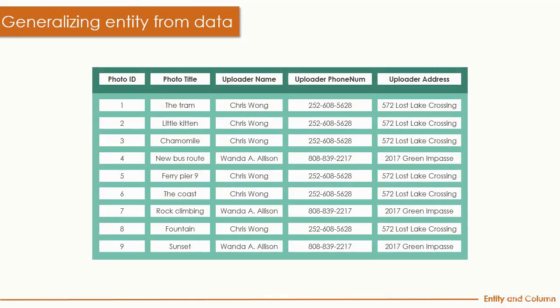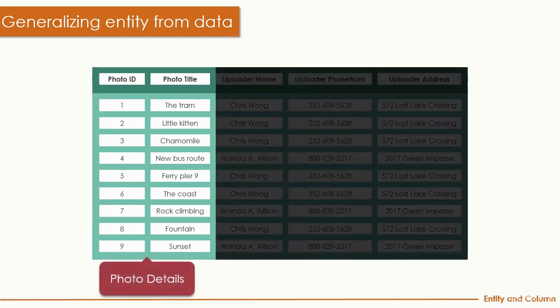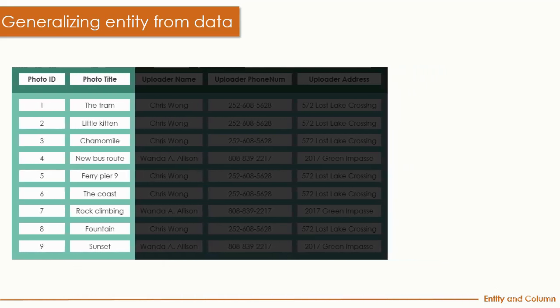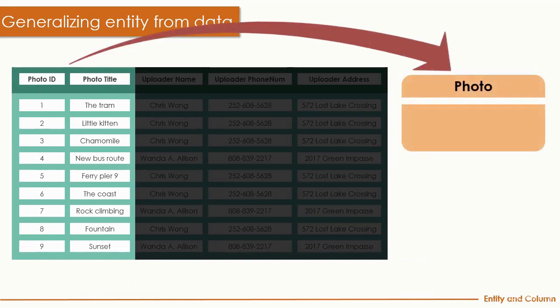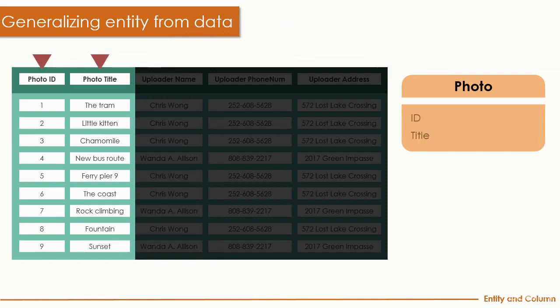We can take a look at this example. We have a lot of photo data: the photo ID, the title, the uploader name, phone number, uploader address, etc. We have a live record here. We focus on the first 2 columns, which is the photo detail. It's talking about the title of the photo you will give to each photo. And you can see we have a photo entity defined to store this data. And these 2 columns of the data will become 2 columns of the photo entity.